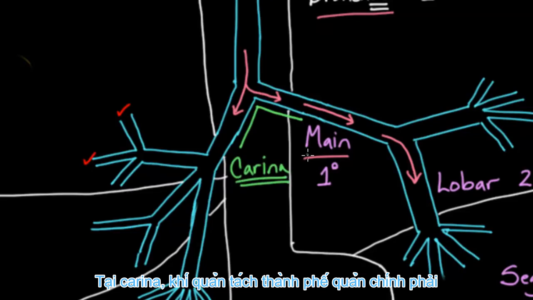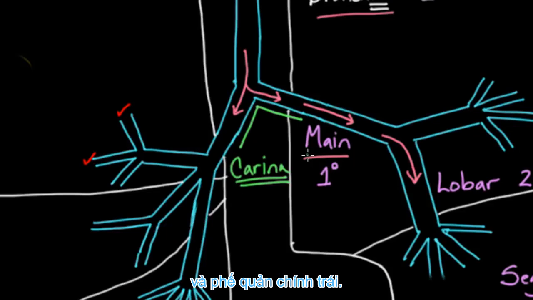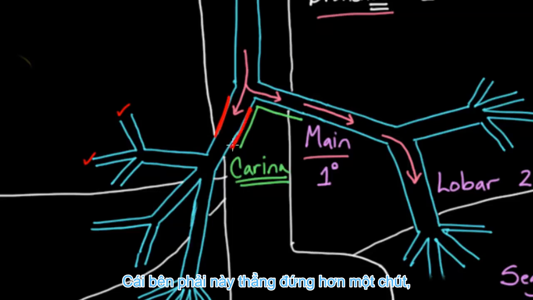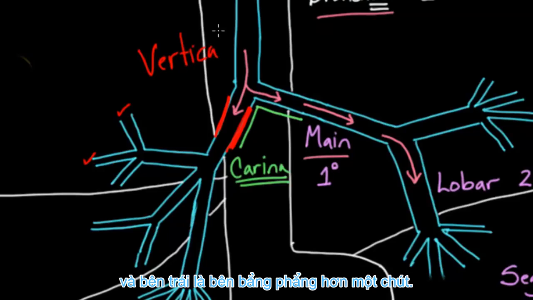So at the carina, you have your break between the right and left main bronchus. And what I want to point out to you is that the right-sided one is a little bit more vertical, and the left-sided one is a little bit more lateral, a little bit more flat.